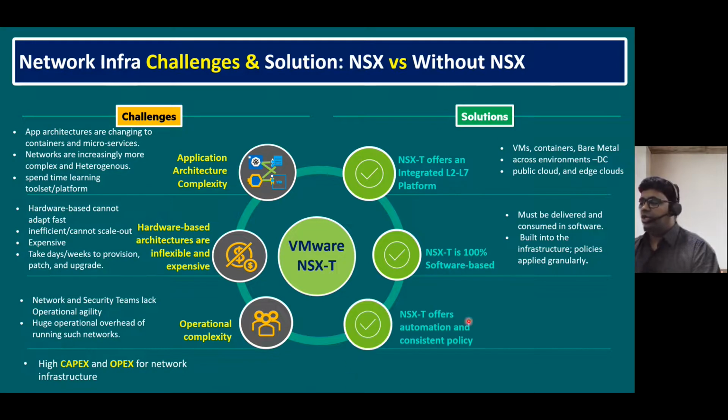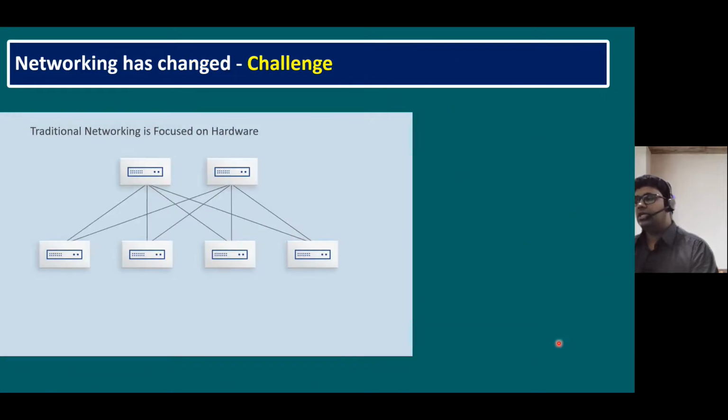Okay, and another solution, NSX-T offers automation and consistent policy. When we are using a physical network, operation always brings complexity among the team members. But when we are using NSX-T, it's a software component. We can easily automate, so create and deploy the policies in a consistent manner everywhere in our network and eliminate silos. Earlier we had a separate network team, separate storage team and security team. But when it comes to NSX-T, both the network and security are running in the same NSX layer.